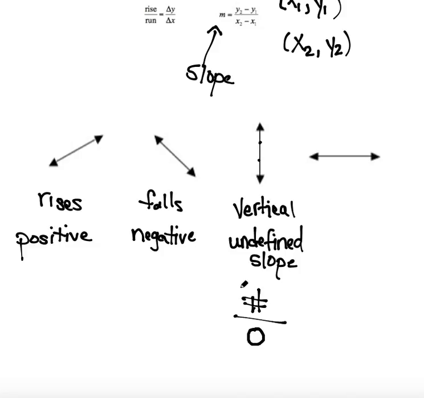One more thing to add, just for future reference, and we'll see this later on: when you have a vertical line, it has a special type of equation. The equation of a vertical line is always x equals a number. So it's always x equals whatever x value that line is crossing through. Then we move on to the last one, which is a horizontal line.